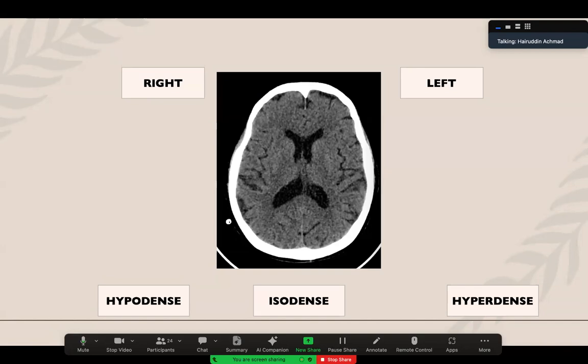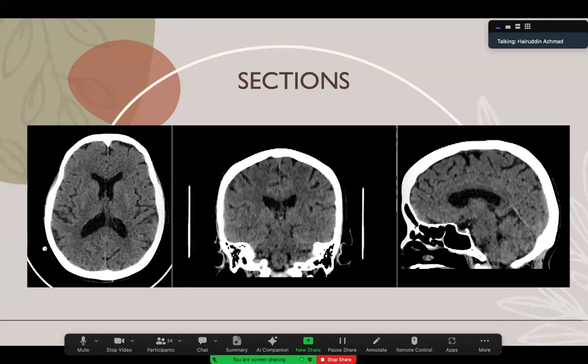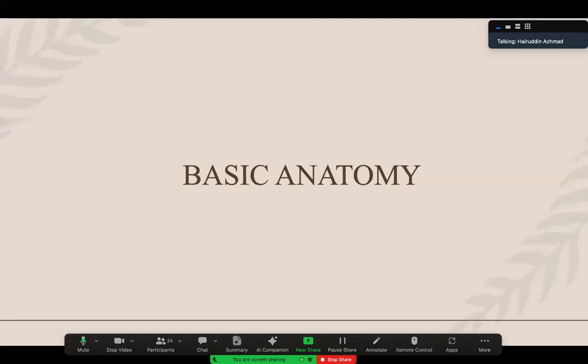And then sections. Like I said, if you're practicing using just films, you'll be provided with just axial sections. You don't have the luxury to view it on coronal or sagittal sections. Some hospitals, like Putrajaya or Sungai Buloh, are provided with the raw data, so they can view it on the other sections as well. Okay, so we are done with some basic terminologies for CT scan. Then we'll move on next to the basic anatomy.